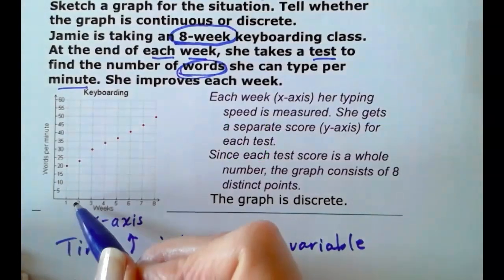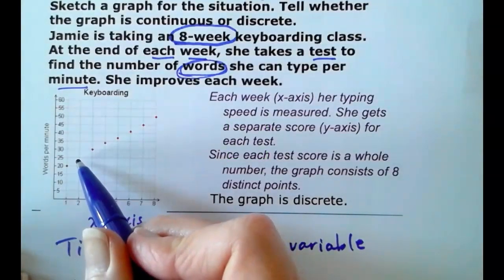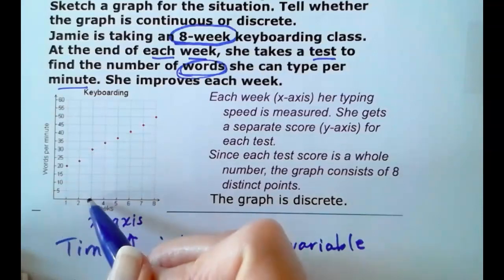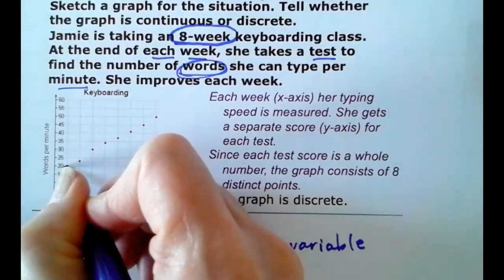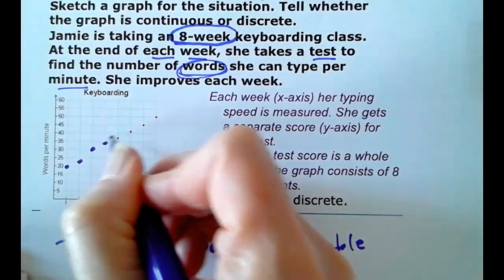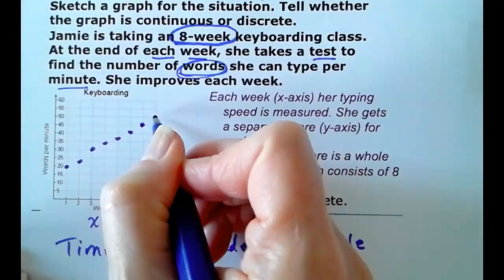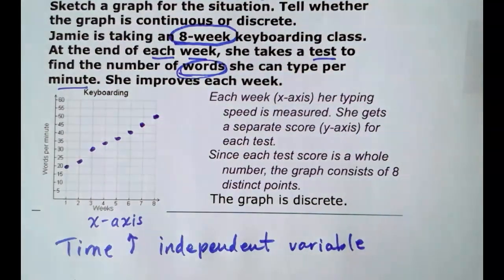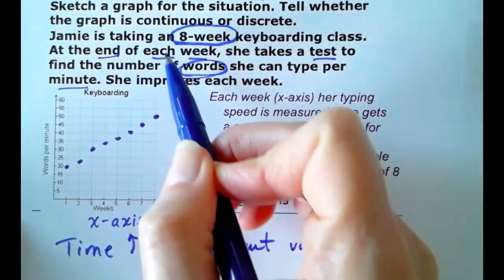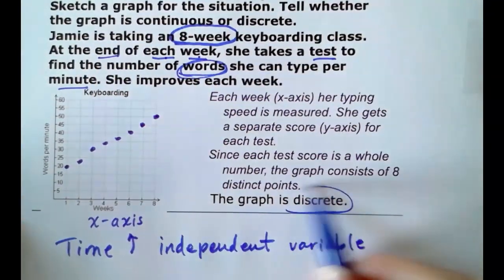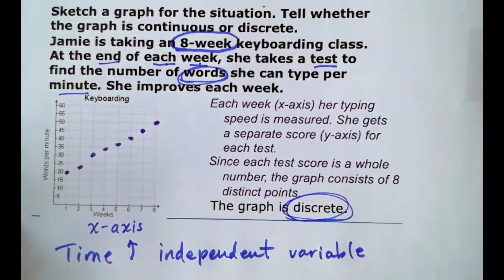At the end of week 2, it appears to be about 23 words per minute. After 3 weeks, about 30 words per minute. But these are definite, discrete values. This is not a continuous flow of words throughout the week. Once again, she's taking the test at the end of each week. This graph is discrete.